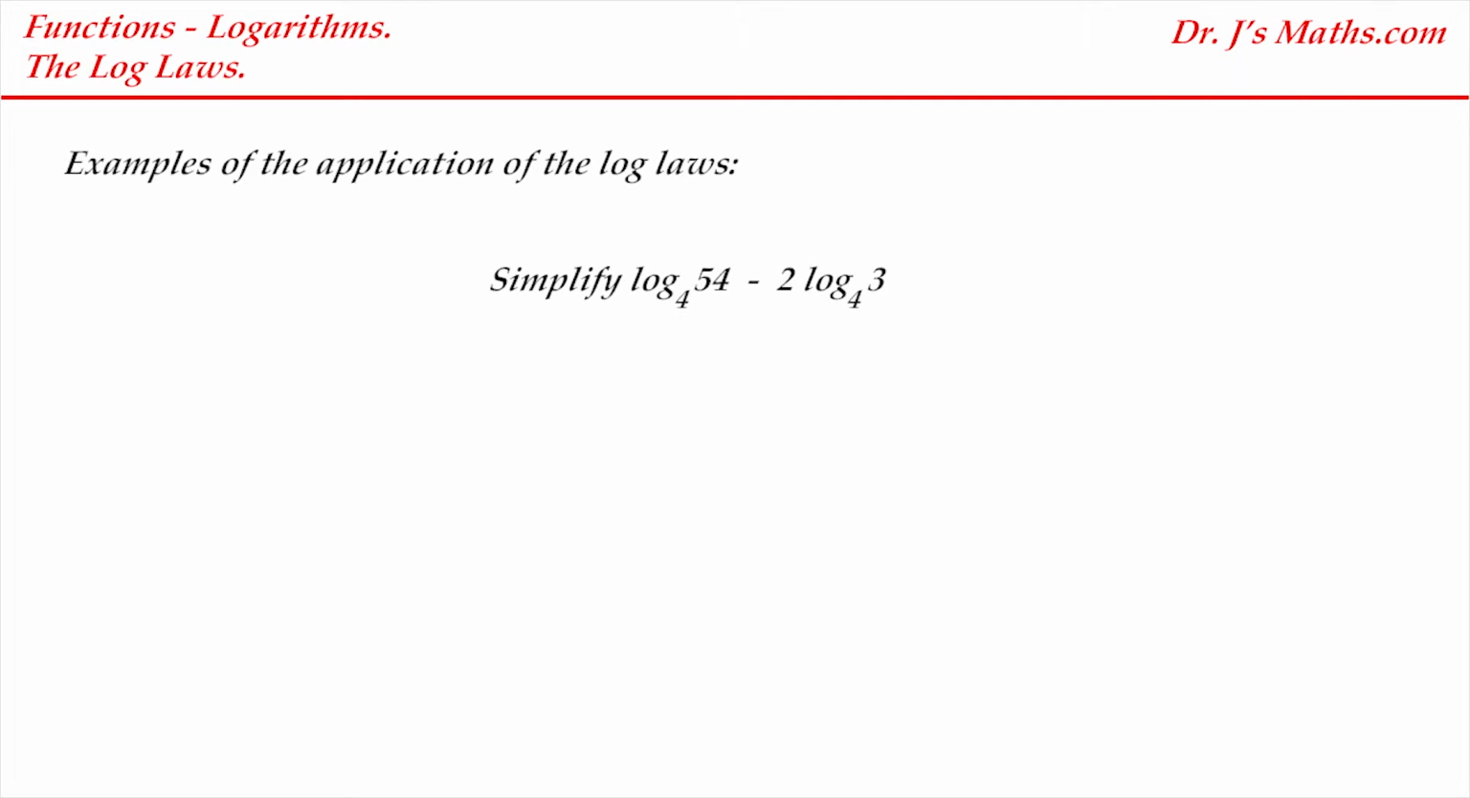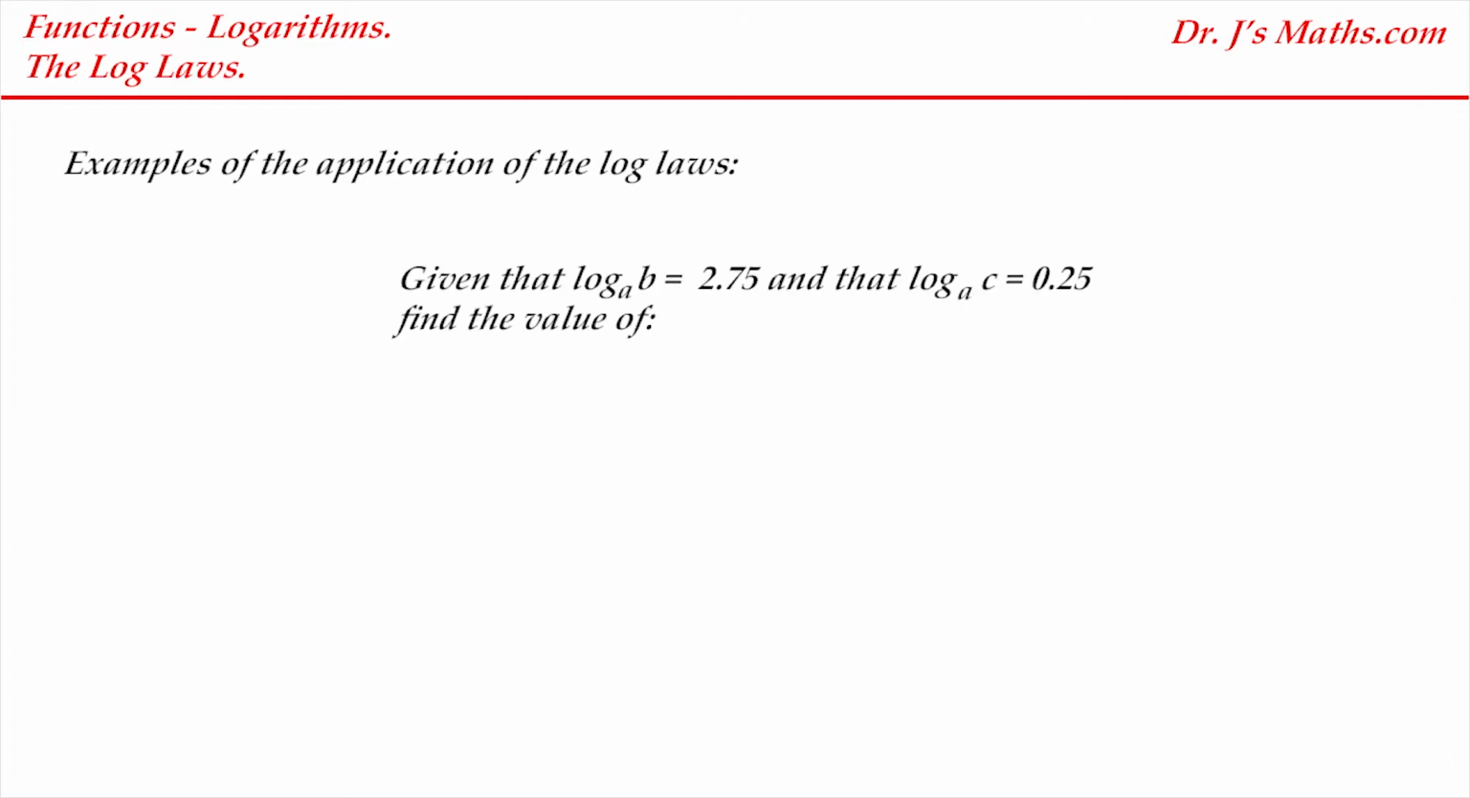Next, we have to simplify log 54 to the base 4 minus 2 log 3 to the base 4. The 2's in the way, so we're going to get rid of that. So log 54 to the base 4 remains untouched, and we take the 2 up to the top, so minus log 3 squared to the base 4. And now we've got the difference between two logarithms, so we can now write log of 54 over 9 to the base 4, and that simplifies, of course, to log 6 to the base 4.